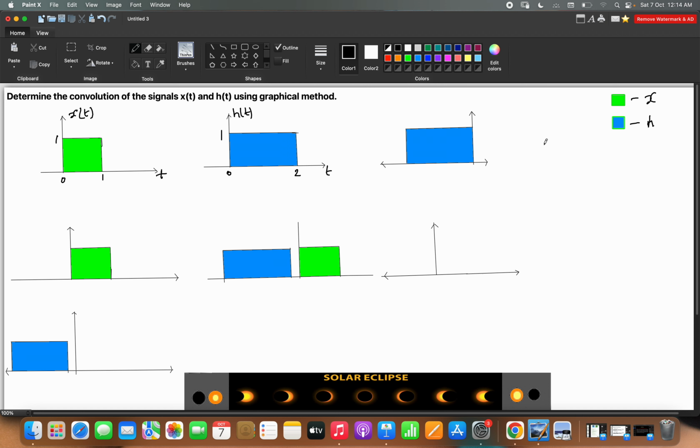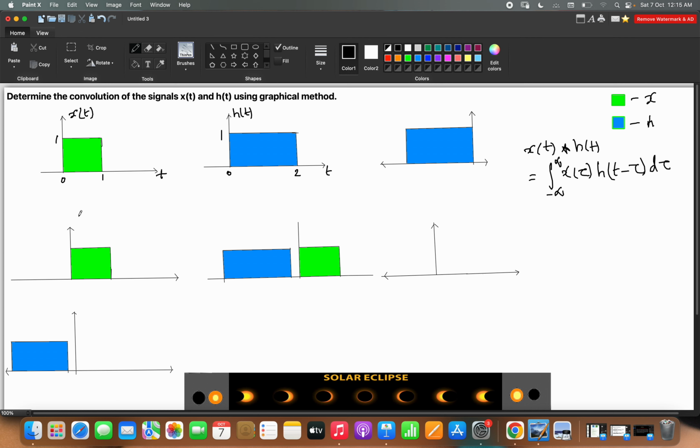According to the formula of convolution, x of t convolution h of t equal to integral minus infinity to plus infinity x of tau h of t minus tau d tau. Here we are having x of t which is in green color, h of t which is in blue color. We need to find x of tau.